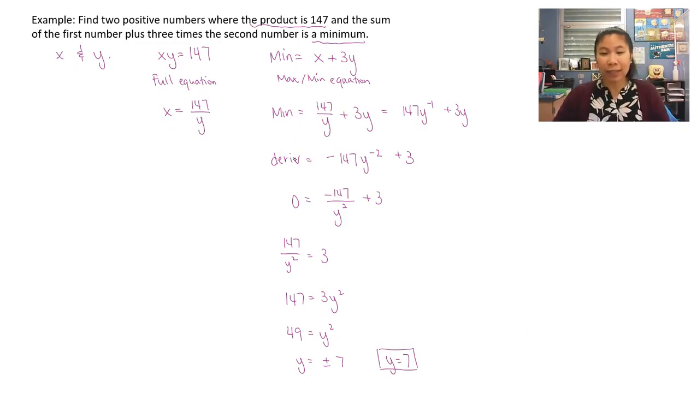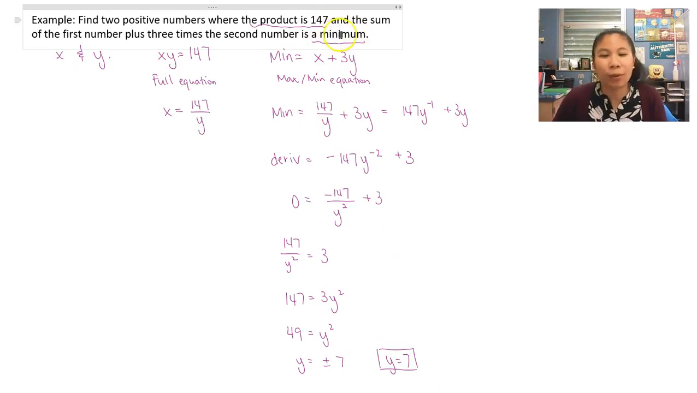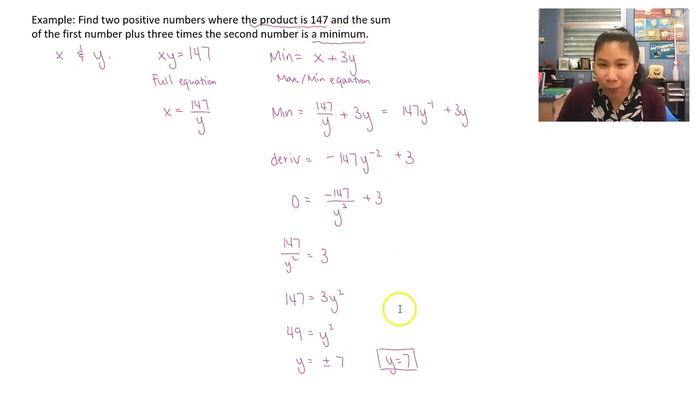So now we know what our second number is. Also, we only have one number that's a critical value that would work right now. So because of that, I don't actually need to figure out whether this is a minimum or a maximum. It's my only critical value, so this is going to be the only answer.